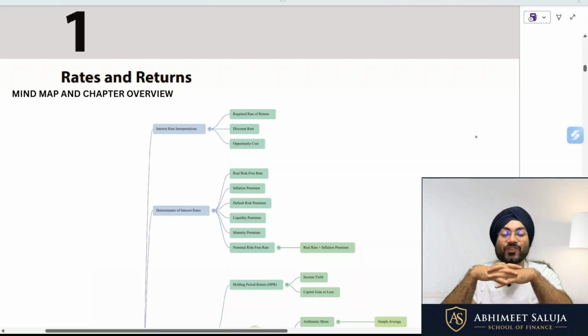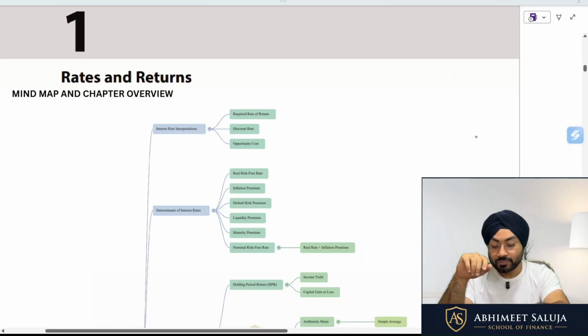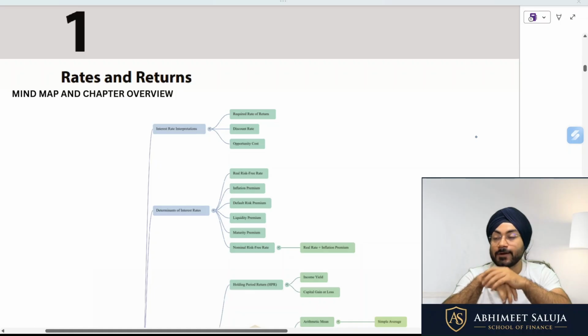Okay, so let's just start with the first subject, quantitative methods. Learning outcome number one, rates and return. Before we begin, I just wanted to tell you how you have to study. I have prepared these notes for you. We will be using these notes in class.